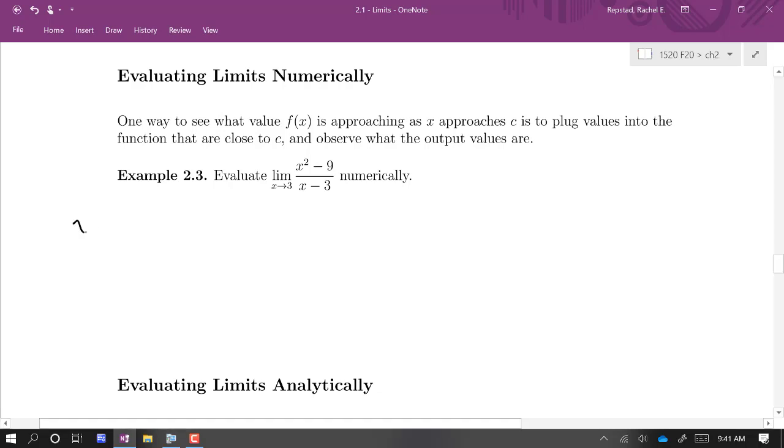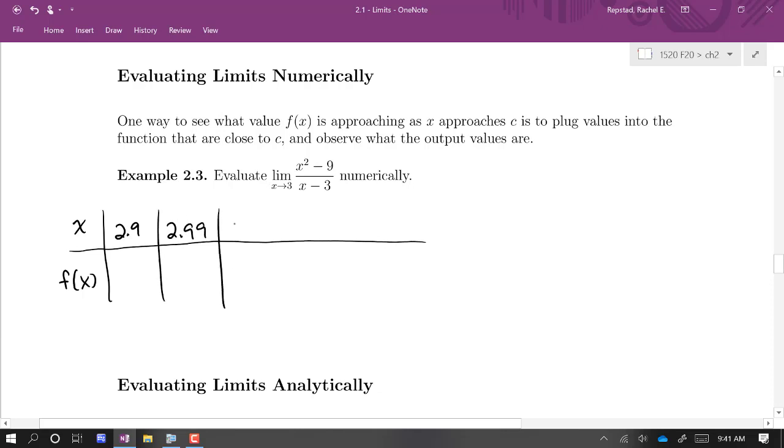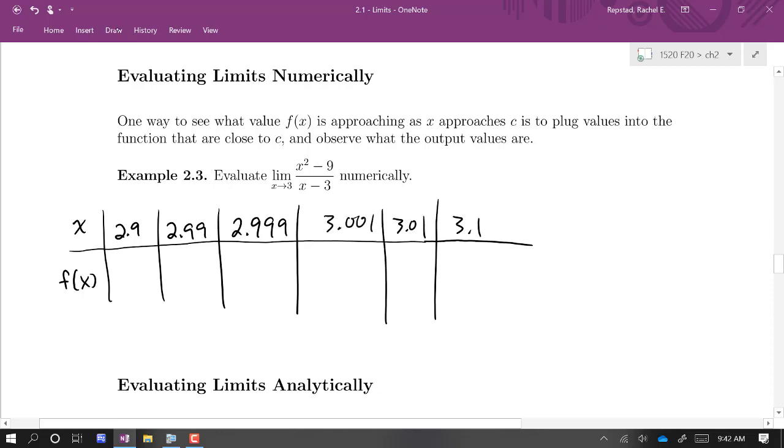I'm going to make a little table. In the top row, I'm just going to have values of x. Now, we want to evaluate the limit as x approaches 3, and I need to be able to approach 3 from either side, from below and from above. So if I approach it from below, I'm going to plug in numbers like 2.9, 2.99, 2.999. And if I approach it from above, I'm going to plug in values like 3.1, 3.01, and 3.001. So you can see in the top row, I'm letting x get closer and closer to 3.